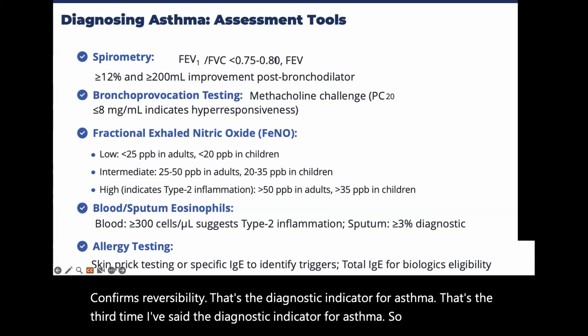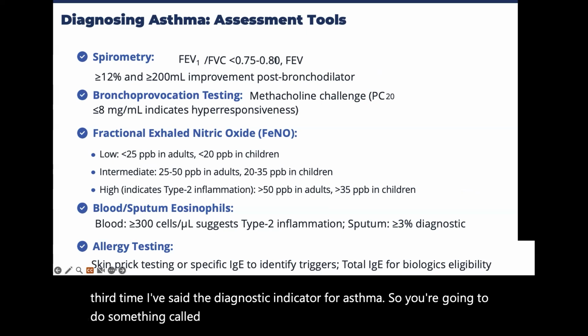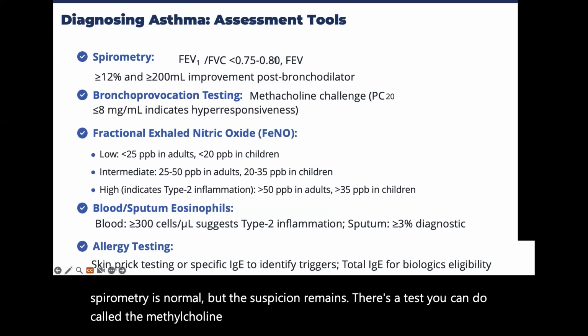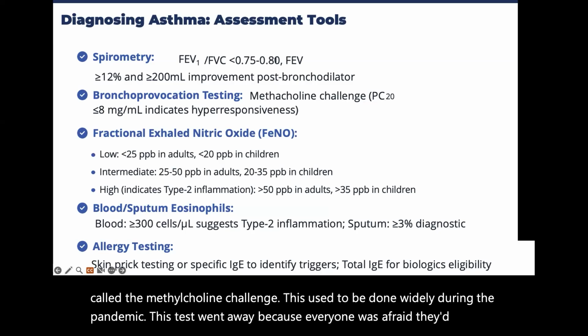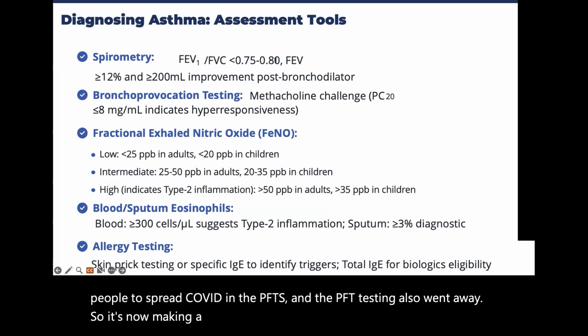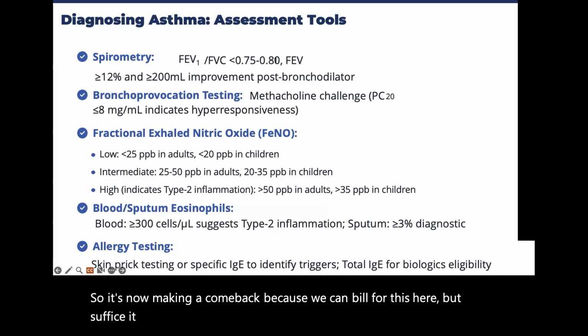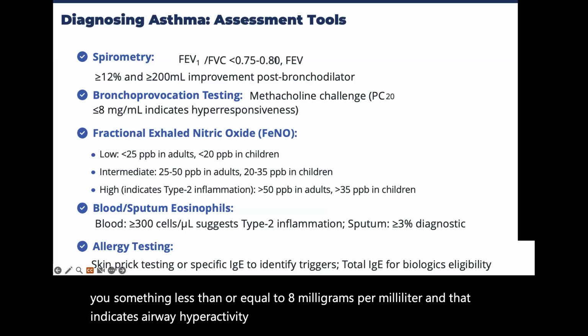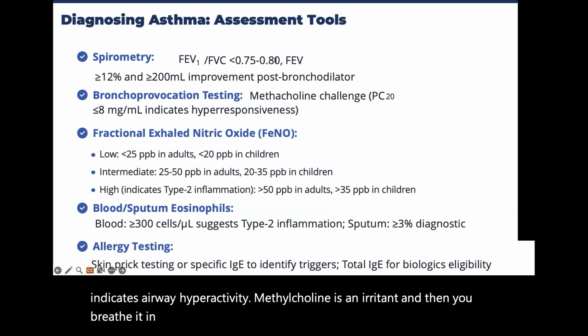So you're going to do something called bronchoprovocation testing. When the baseline spirometry is normal, but the suspicion remains, there's a test you can do called the methacholine challenge. This used to be done widely. During the pandemic, this test went away because everyone was afraid they'd cause people to spread COVID in the PFTs, and the PFT testing also went away. So it's now making a comeback because we can bill for this. But suffice it to say, what you're looking for is a result less than or equal to 8 milligrams per milliliter, and that indicates airway hyperreactivity. Methacholine is an irritant, and then you breathe it in.